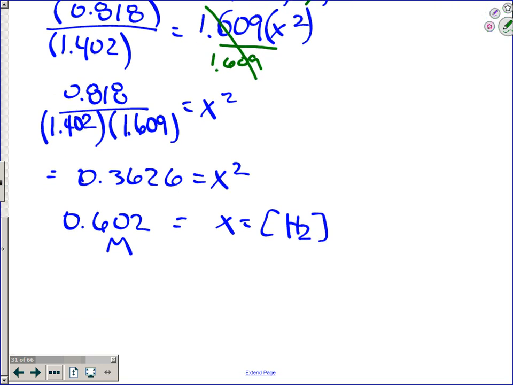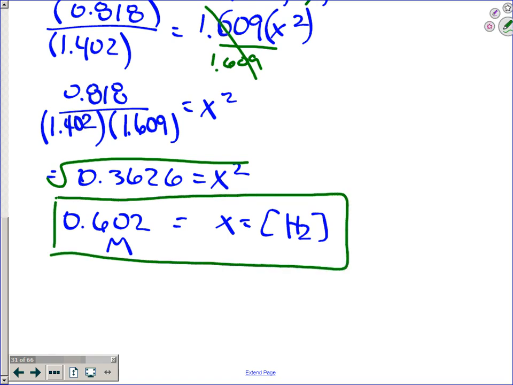Who got this far? All right, a lot of us did. X squared is still not at its final calculation yet. So how do I get from here to here? Square root of everything, right? So square root both sides. The square root of 0.36 blah blah blah is 0.602. You guys double check my math. So this is the concentration at equilibrium of hydrogen gas. It's not more difficult, it's just algebra. You just have to focus on the math rearrangement for a moment.